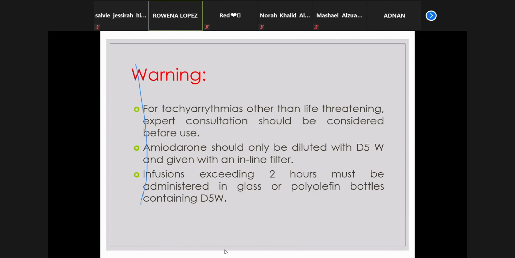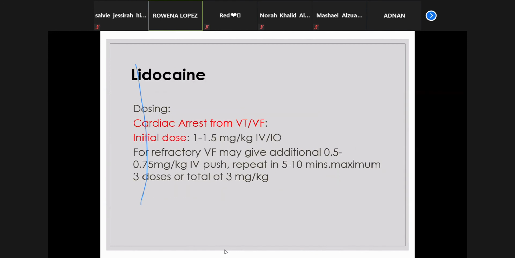So warning: for tachyarrhythmias other than life-threatening ones, expert consultation should be considered before use. Amiodarone should only be diluted with D5 water and given with an inline filter. But since our patients are mostly diabetic, they put it in normal saline. An infusion exceeding 2 hours must be administered in glass or polyethylene bottles containing D5 water. So this is the dose.